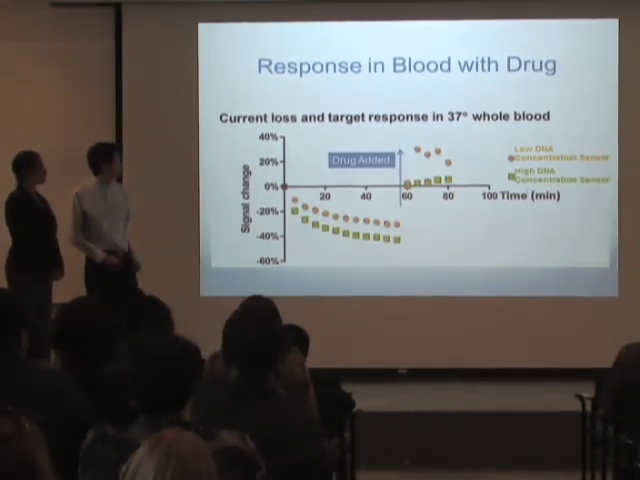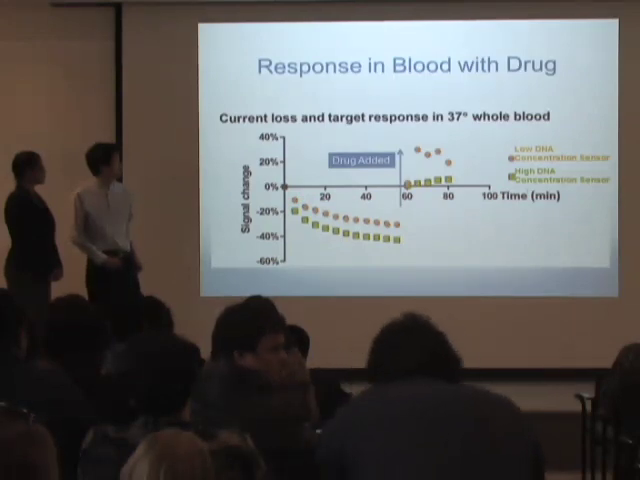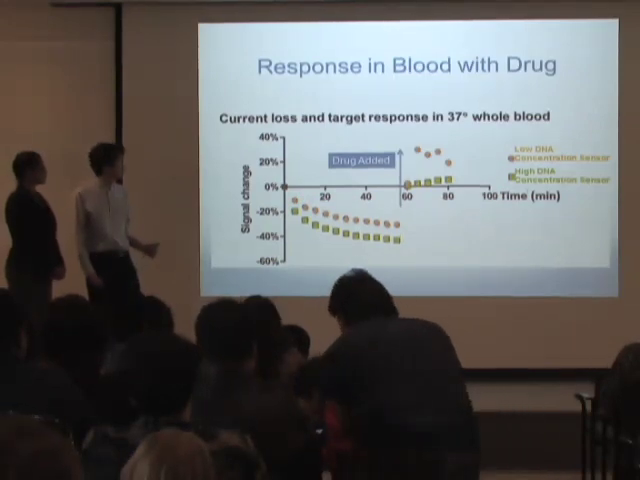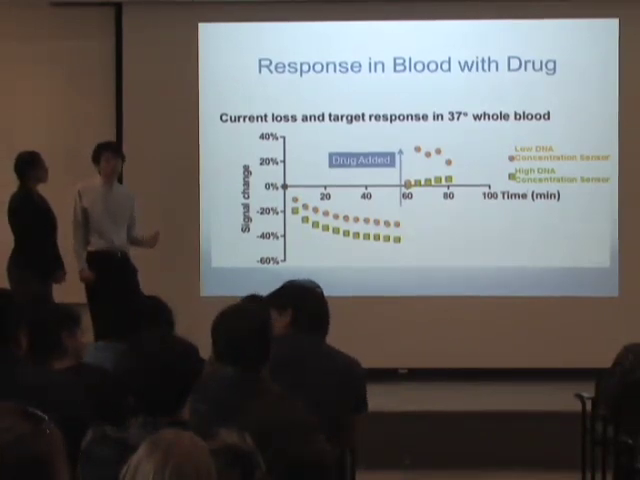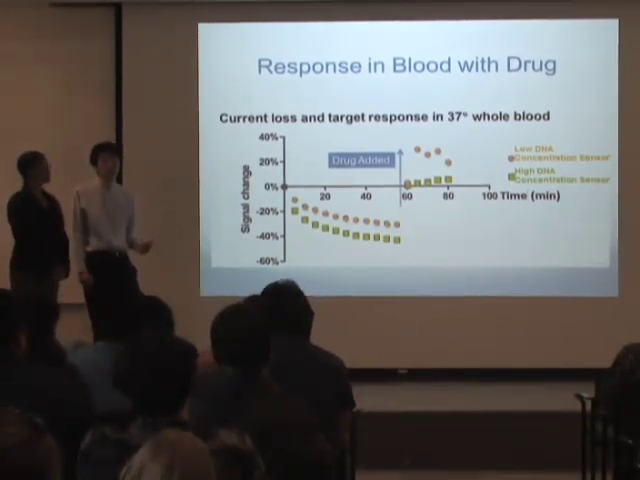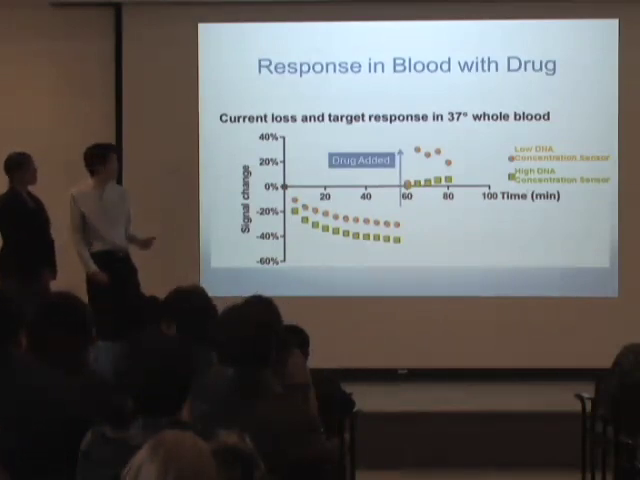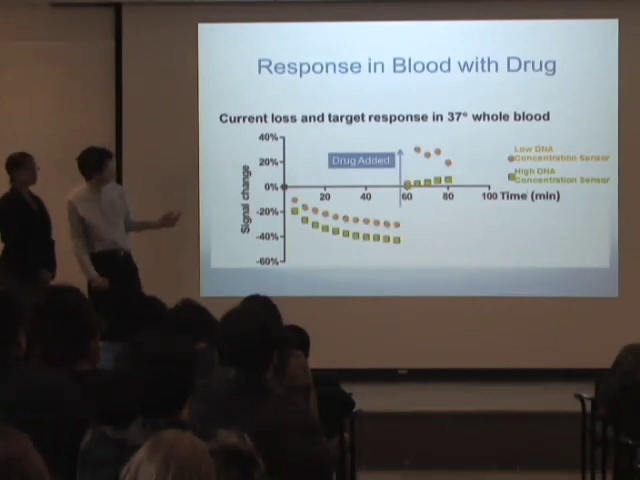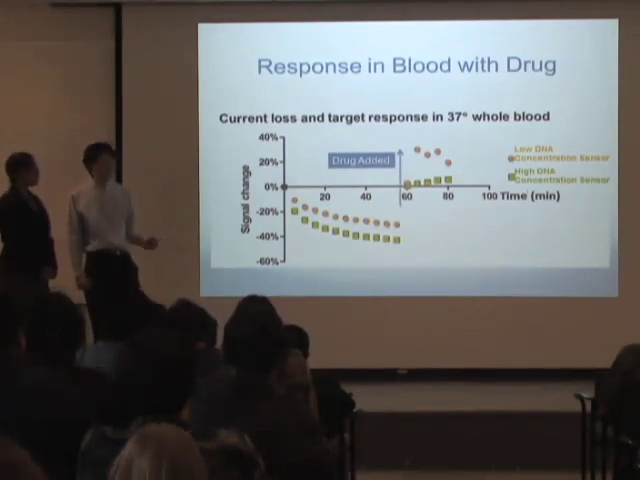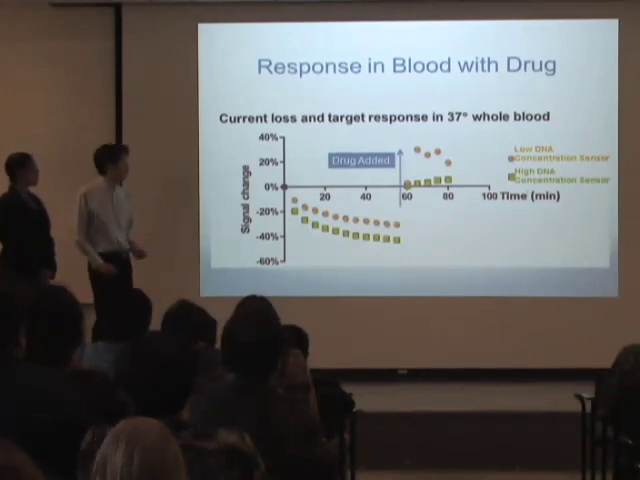And as you can see, the low DNA concentration sensor decayed at a slower rate than the high DNA concentration sensor. From this, we can conclude that it's more robust. This allows for a longer longevity. And when we added our drug, we noticed that there was a high increase in the signal change, which is about 40% from the graph, for each sensor.